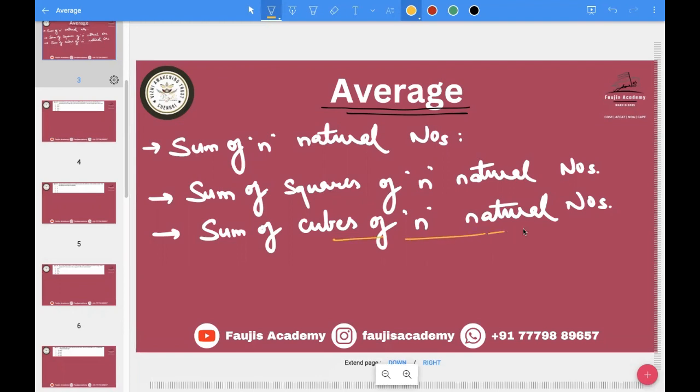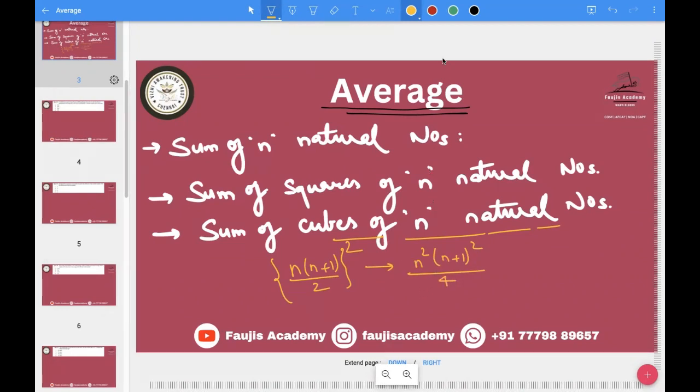Christy, what is the sum of the cubes of n natural numbers? n into n plus 1 divided by 2, the whole square. Right? Christy, if we take this one out of this, how much will it look like? n square into n plus 1 whole square divided by 4.